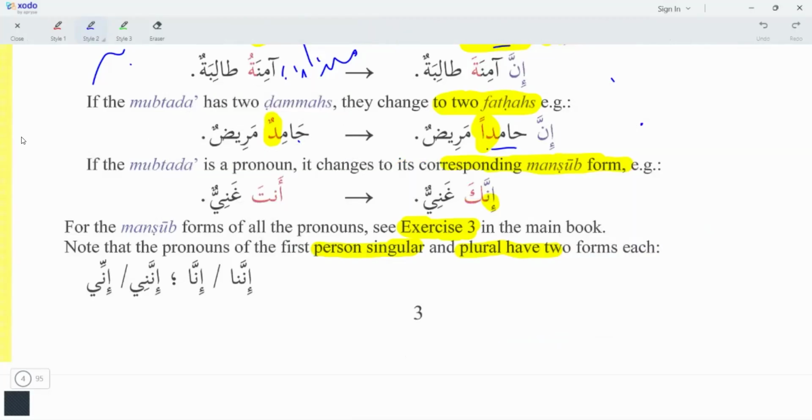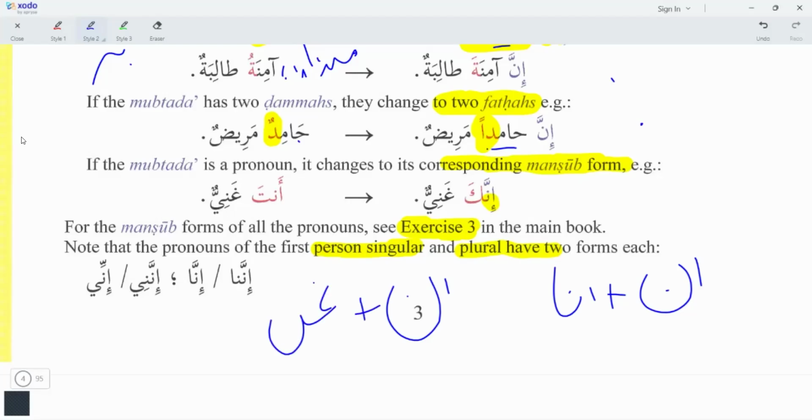If we use inna plus ana, inna plus nahnu. So, what is the form of nahnu? Nahnu mansub is na. Na. And ana? E. Ya mutakallim. Okay.